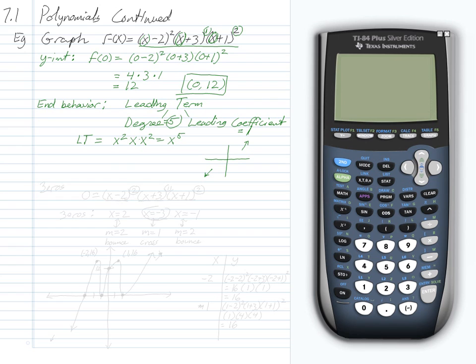Now, once we know the end behavior, we want to find all of the zeros. And that is going to require us to set our function equal to 0. So if 0 equals x minus 2 squared times x plus 3 times x plus 1 squared, then I have 3 options. If x minus 2 equals 0, that's because x equals 2. If x plus 3 equals 0, that's because x equals negative 3. And if x plus 1 equals 0, that's because x equals negative 1.